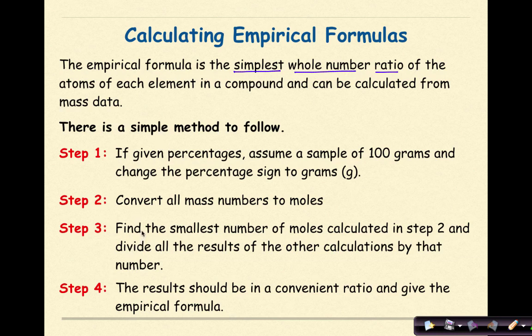If given percentages, which is sometimes the case, assume a sample of 100 grams and change the percentage sign into grams. Convert all mass numbers into moles. Find the smallest number of moles calculated in step 2 and divide all the results of the other calculations by that number. This is the most key step right here. The results should be in a convenient ratio and give the empirical formula.